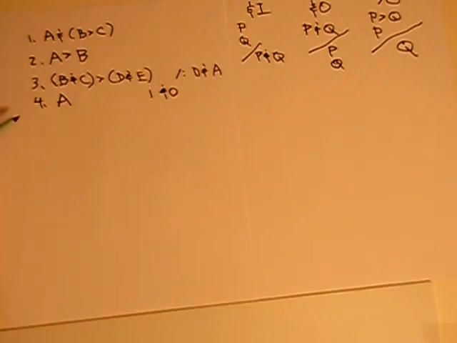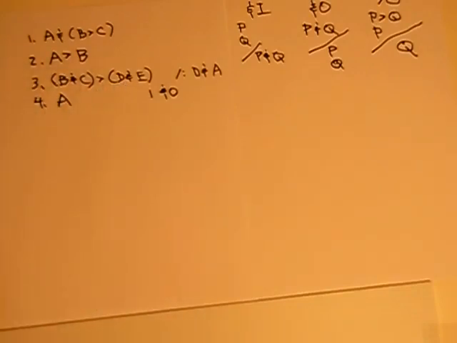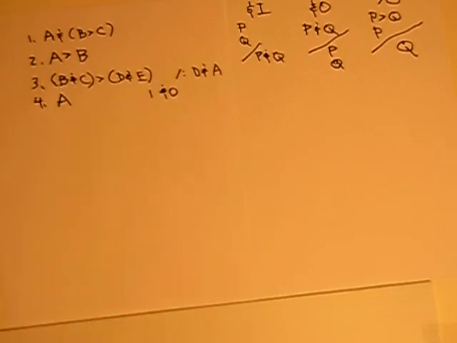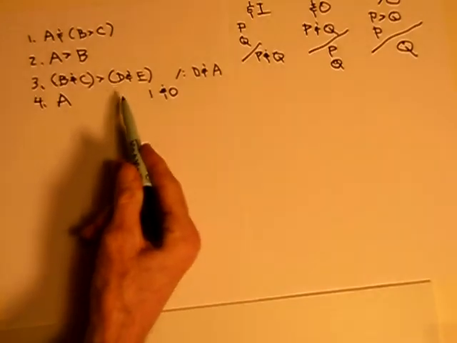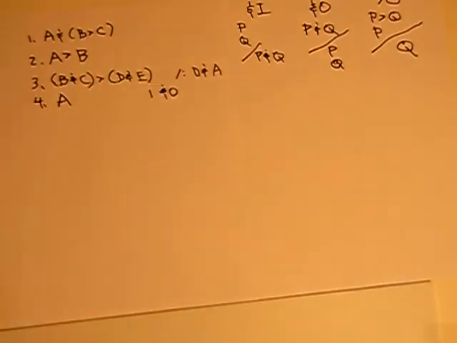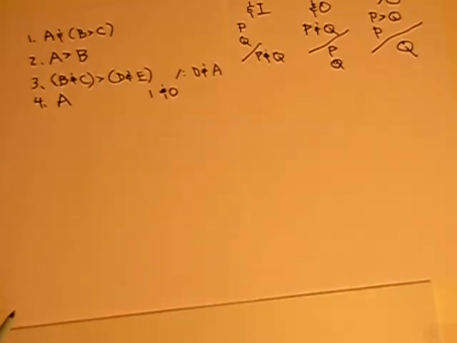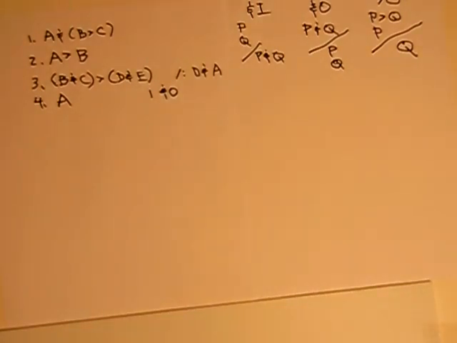Looking through the premises, the one place we see D is in line 3 as part of the consequent of an overall conditional. So if we had this antecedent, B and C, we could get D and E out of line 3, then take that apart to get D, and then combine that D with this A to get the conclusion. So let's work on getting D out of line 3.